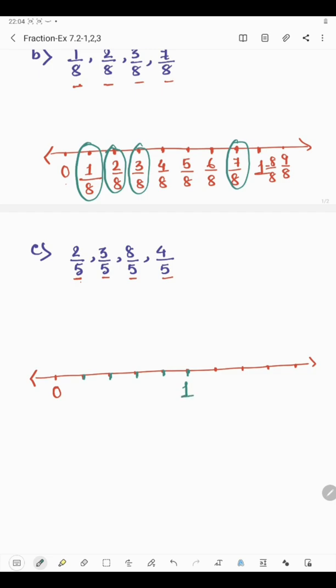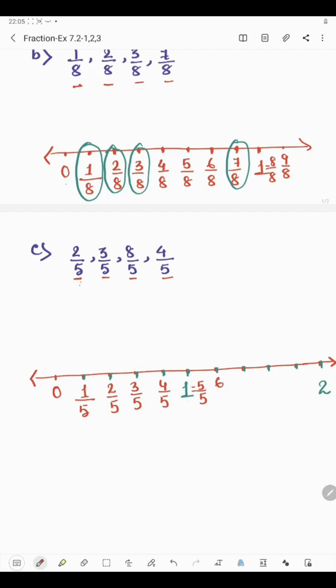Here will be 1. Again after 5 parts will be 2. So it's 1, 2, 3, 4, 5. Here will be 2. Now we will start writing after 0, it's 1, and the denominator will remain same, which is 5. So it's 1 by 5, then 2 by 5, then 3 by 5, 4 by 5, then after 4 is 5 by 5, and when you will cancel this, you will get 1.